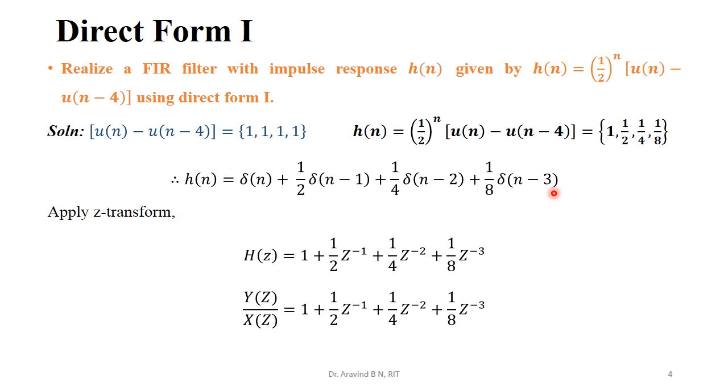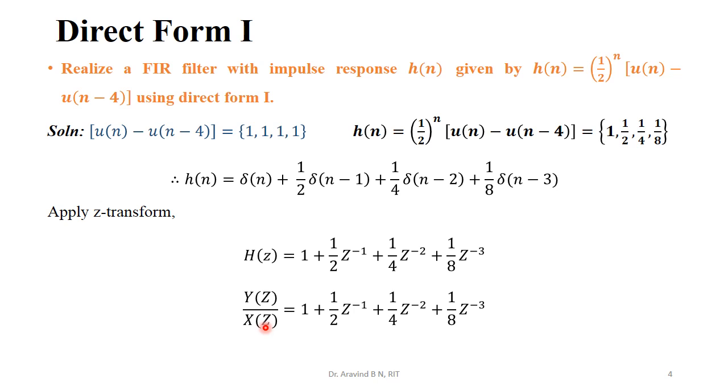What we need finally to realize direct form 1 is the expression for y of n. So convert this h of n to h of z by applying the z transform. After applying the z transform, we are going to get h of z is equal to 1 plus 1 by 2 z inverse plus 1 by 4 z to the power of minus 2 plus 1 by 8 z to the power of minus 3. H of z can be realized as y by x. That has been done over here.